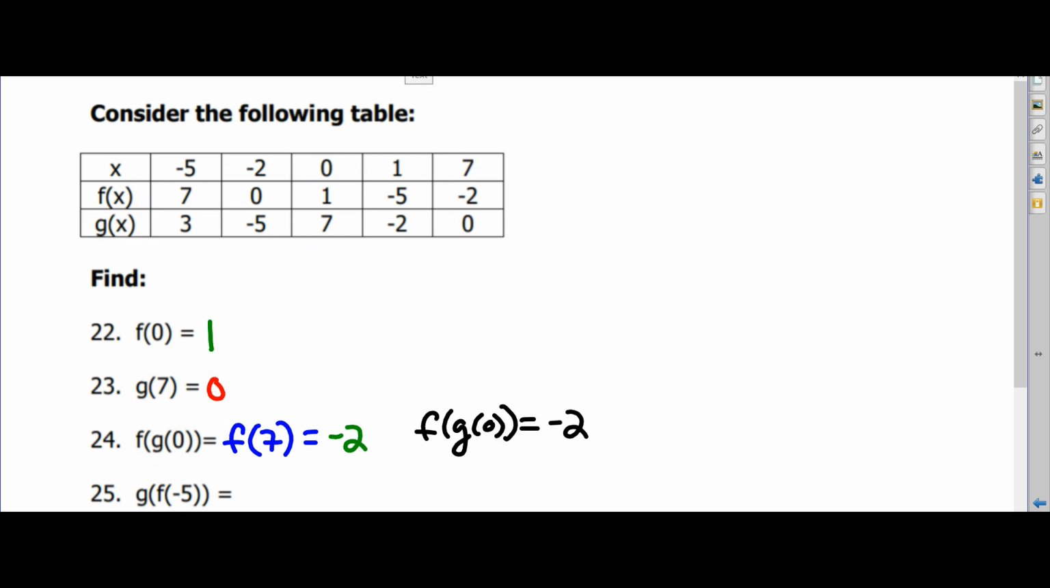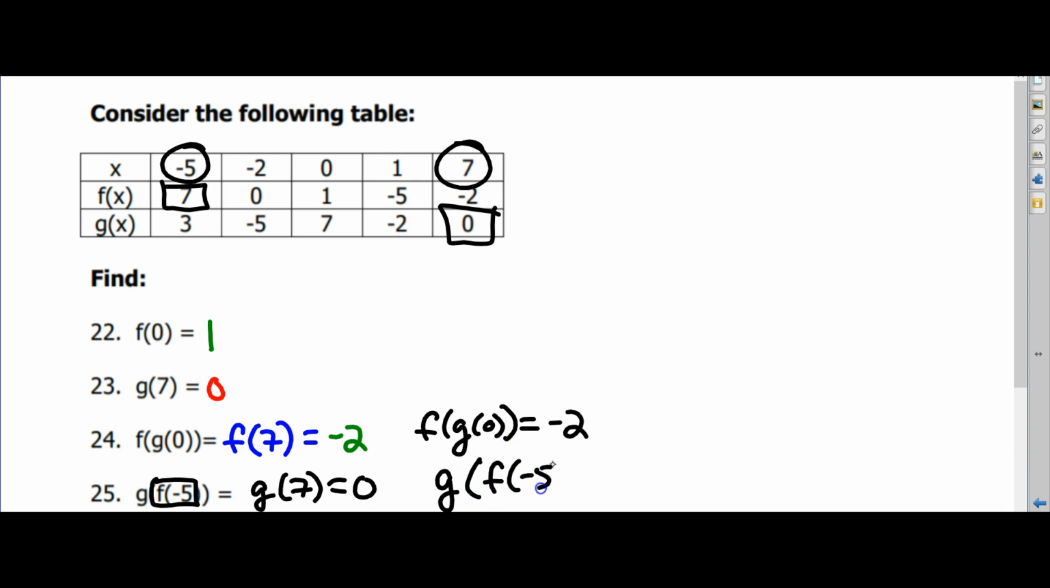Next, we have the g of f of negative 5. First, figure out what is the f of negative 5. So when I put negative 5 into the f function, out comes a 7. So this is the same thing as taking the g of 7. When I put 7 into the g function, out comes a 0. So this is going to spit out a 0. So this is the same thing as saying the g of f of negative 5 is 0.